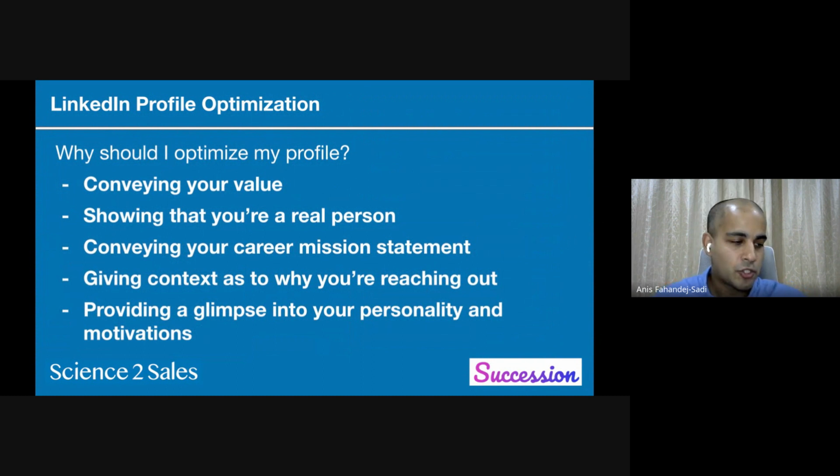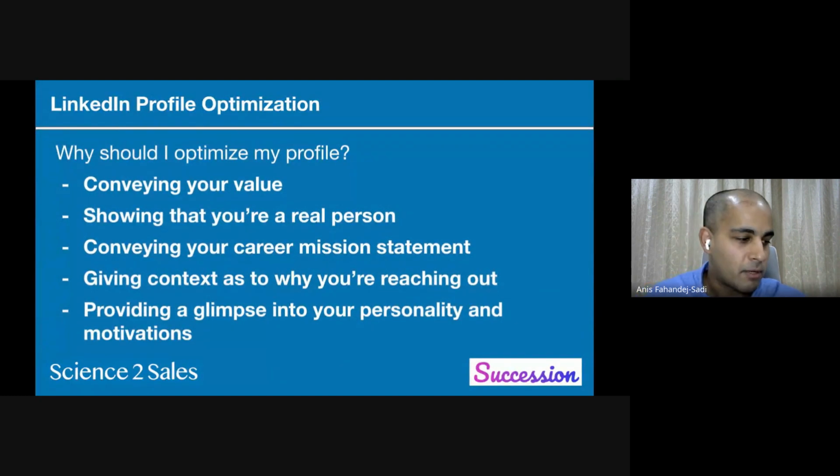So ultimately, why should you optimize your profile, right? This is basically your advertisement. This is advertising you, and it's a way to convey your value, especially when you're networking. It's to show that you're a real person, which sounds kind of funny, but especially some of these people you're trying to network with might get dozens and dozens of these requests, right?